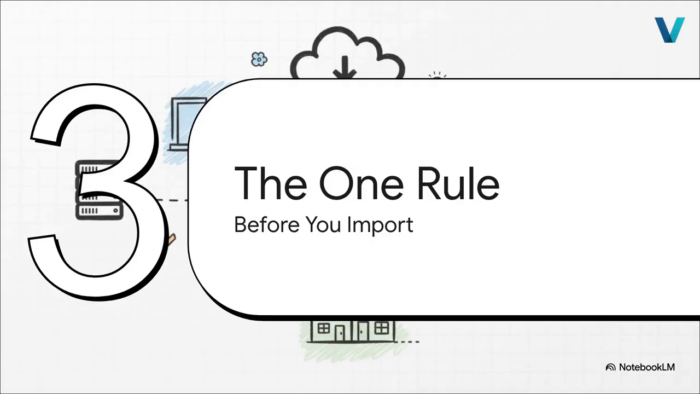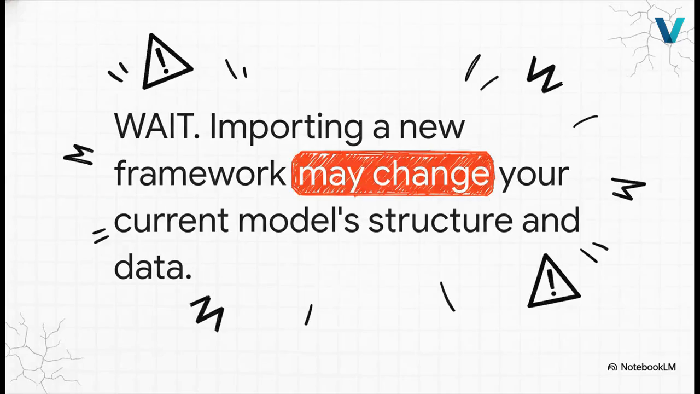Okay, we've gone over the 3 paths, but hang on. Before you decide, before you click a single button, there is one non-negotiable golden rule you have to follow. This goes for every import, but especially for paths 2 and 3. Seriously, just pause for a second. This next part is the single most important piece of advice in this entire explainer, because importing a new framework can permanently change your model, and you want to be in control.